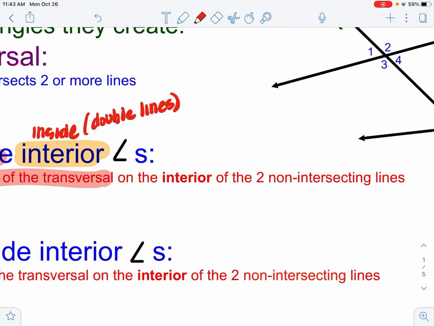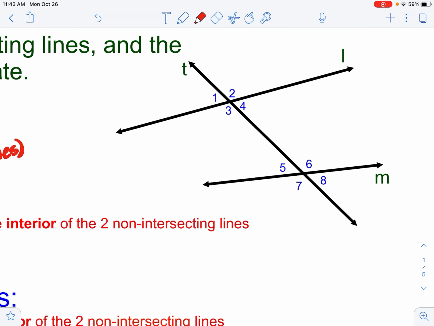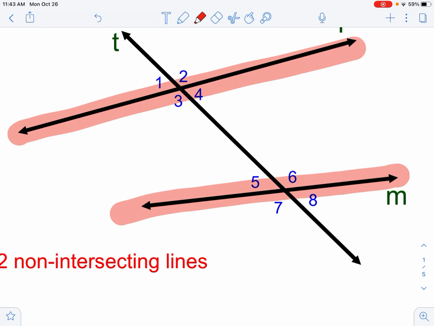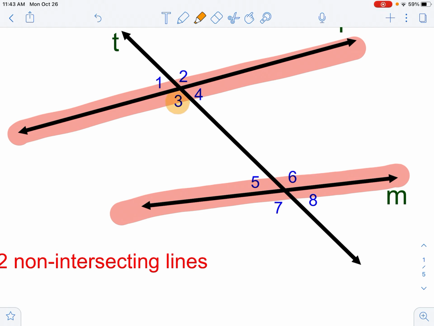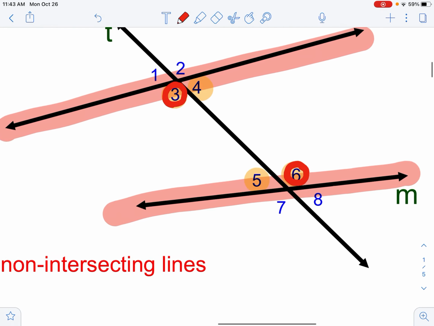So let's see if we can locate some alternate interior angles. First off, I'm going to highlight my double lines so everyone can see them. Now I want to be on the inside of the double lines because it's interior. So I'm looking at angles 3, 4, 5, and 6. Now, alternate interior angles is a pair. So I'll start just by choosing 3 randomly, okay? Now I'm looking for an angle that's on the alternate side of the transversal. So that is angle 6, and it's never going to be the one right next to it, okay?